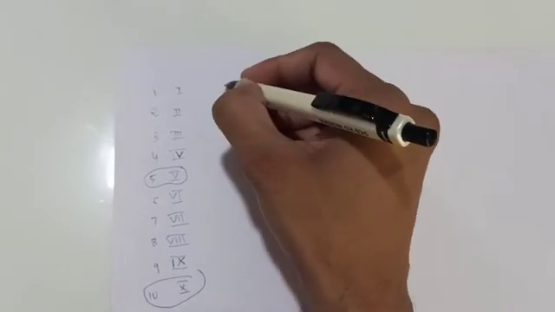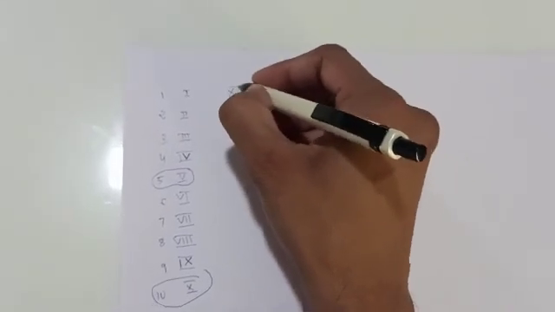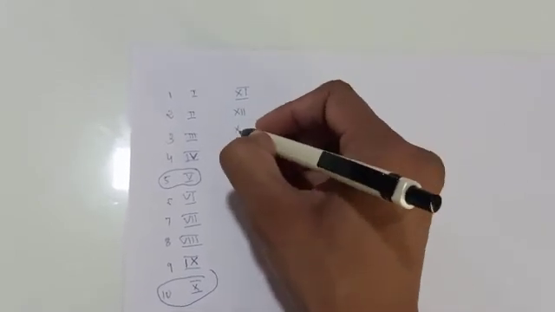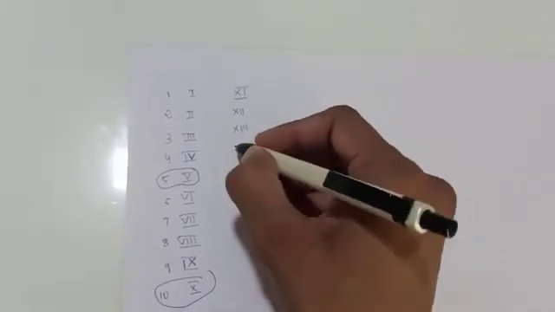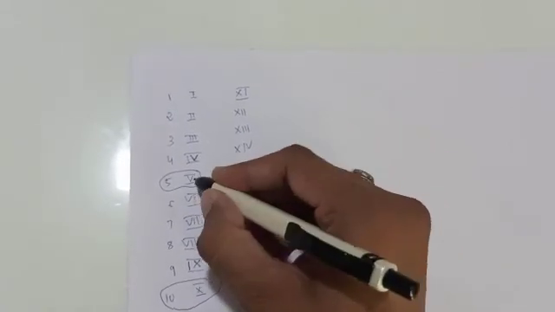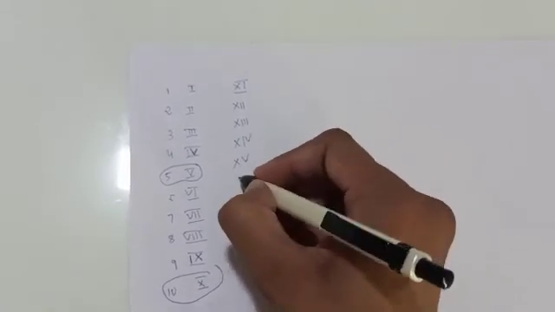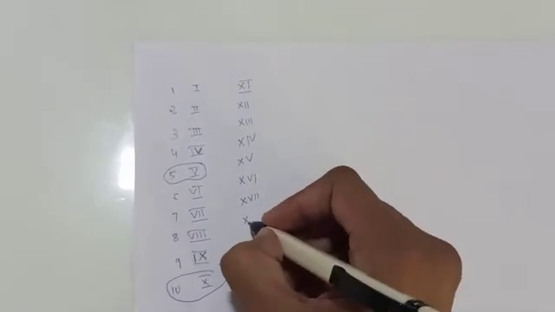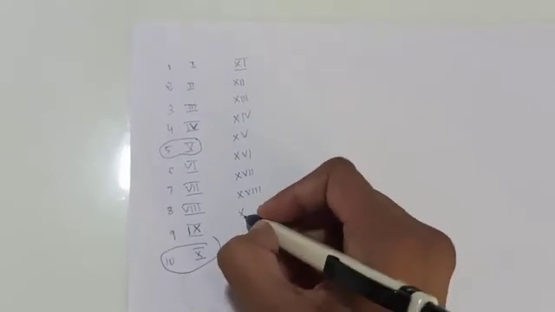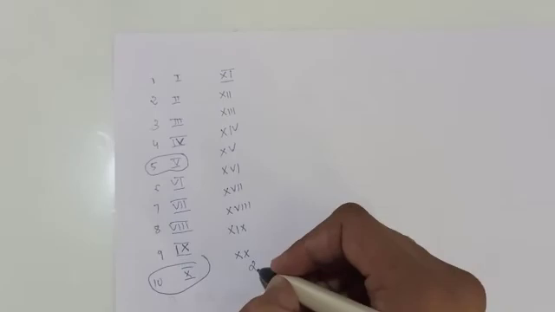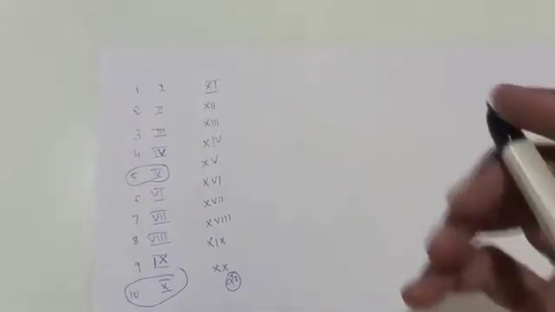Okay. So after 10, here 10 plus 1 is 11. 10 plus 2 is 12. 10 plus 3 is 13. 10 plus 4 is 14. 10 plus 5 is 15. 10 plus 6, 10 plus 7, 10 plus 8, 10 plus 9, 10 plus 10 is 20. Here we have reached 20. Okay.